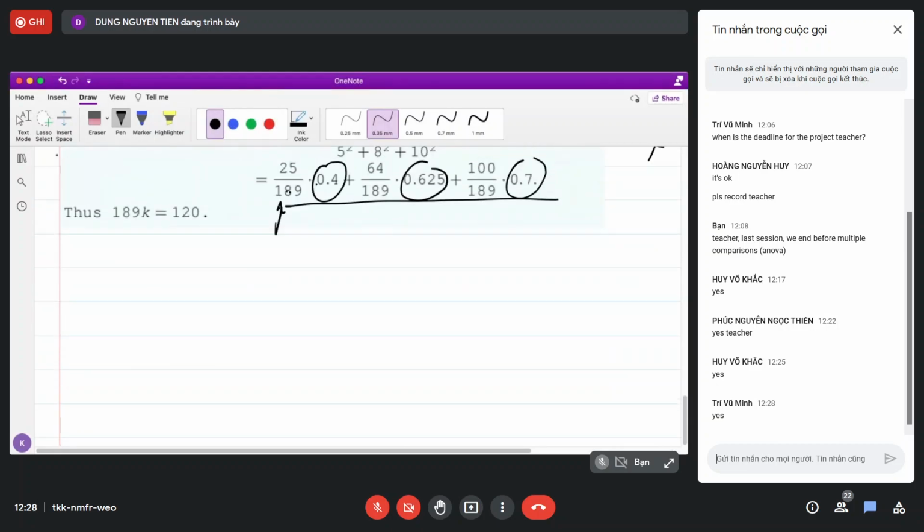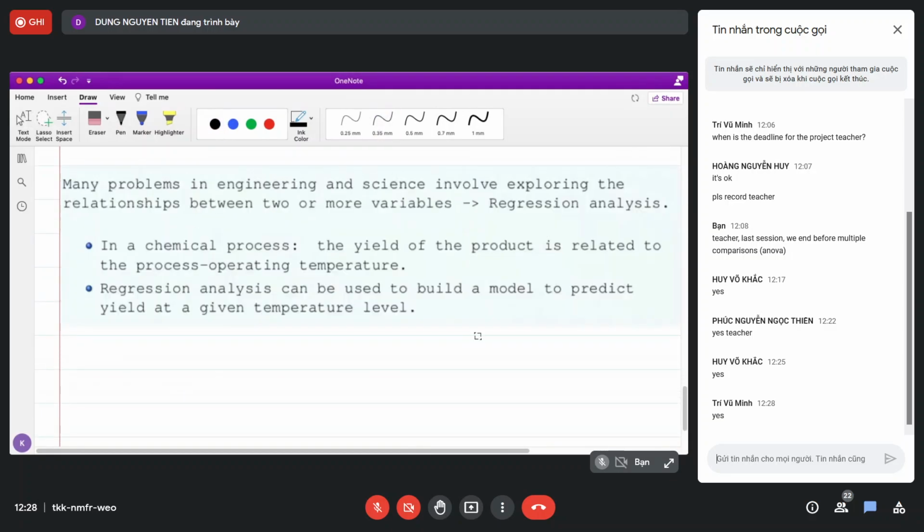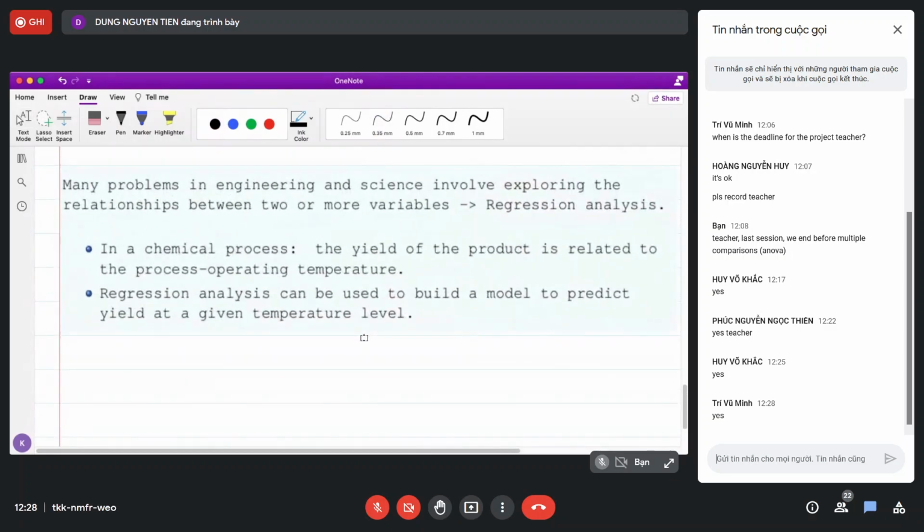So you may see that this is just one example, a function y that depends on one single variable. Many problems in engineering and science involve finding the relations between two or more variables. Then you can come up with the concept of a regression model, or let's say regression analysis.